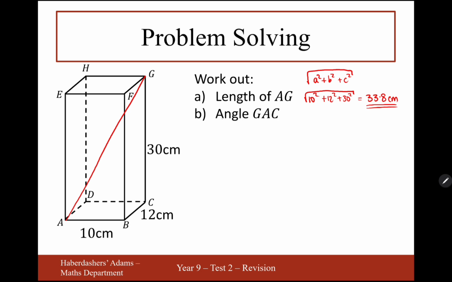Moving on to part B now, calculate angle GAC. So to work out which angle this refers to, you start your pen at the first letter, then you go all the way down to the second letter, and then you go to the third letter. And whatever angle you've made by your pen, that's the angle you've got to work out. So let's call it X.